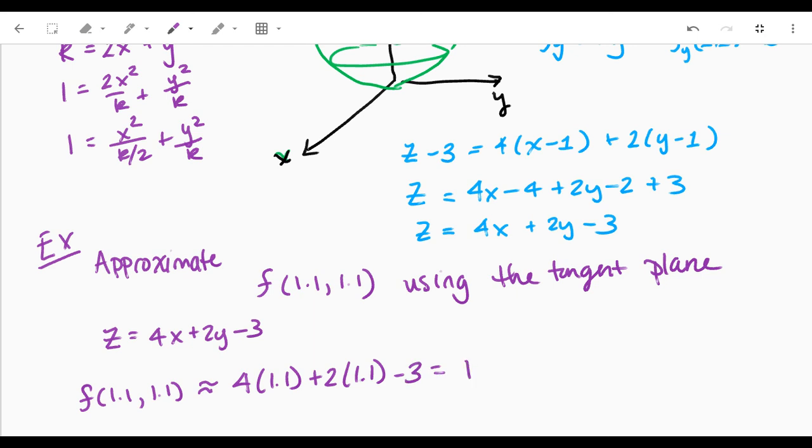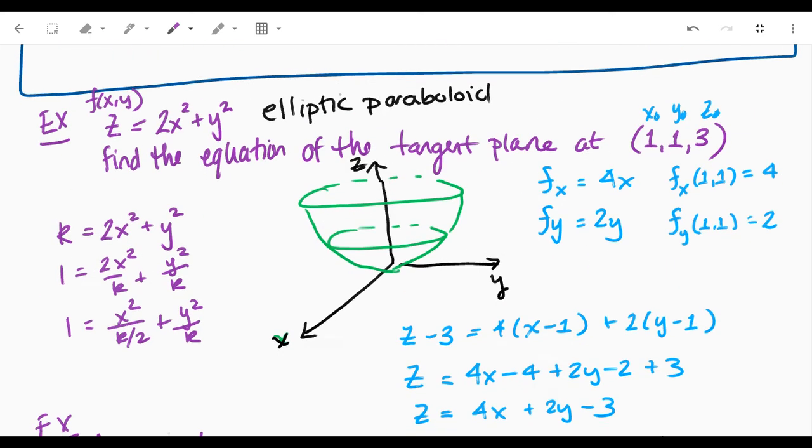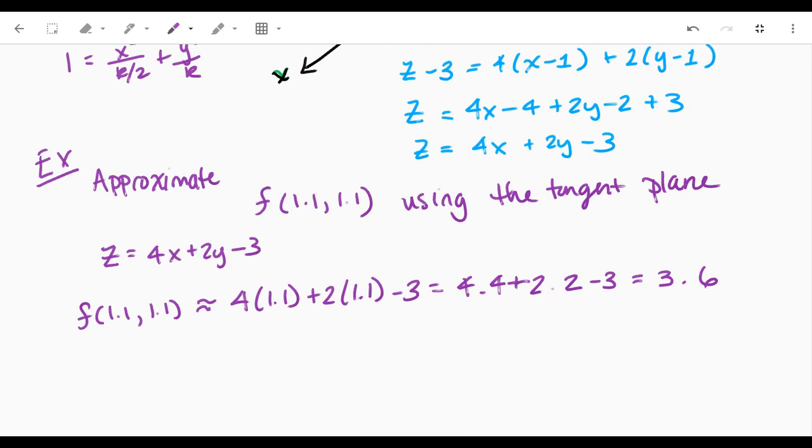So 4.4 plus 2.2 minus 3. So 6.6 minus 3, so 3.6. Okay, so f of 1.1, 1.1 would be approximately 3.6. Okay, if you actually use the original function, which is not that hard to do, 2x squared plus y squared, f of 1.1, 1.1 is 3.62 if you plug that into your calculator. Okay, so you can see that our tangent plane did a pretty good job approximating. We were only off by 200ths. Okay.